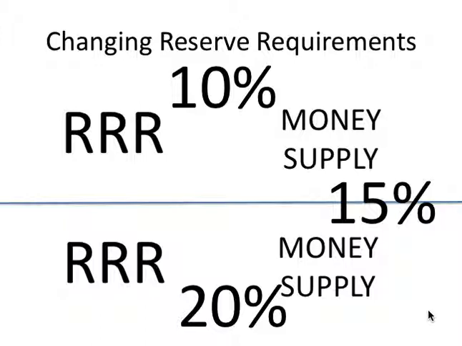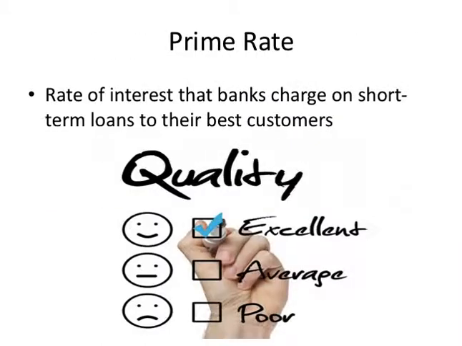If we're heading towards inflation, then we want the reserve ratio to increase, which means there'll be less money available in the economy, which means that banks can't give out as much on that end. So this is one great tool that the Federal Reserve can use. The next one is known as the prime rate.